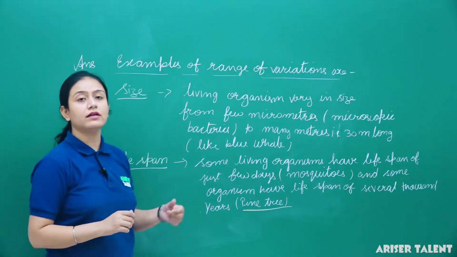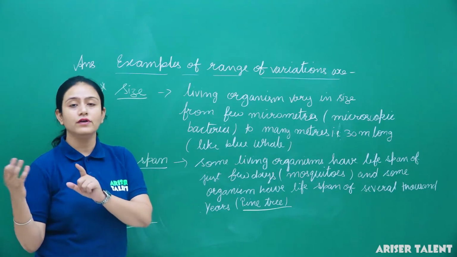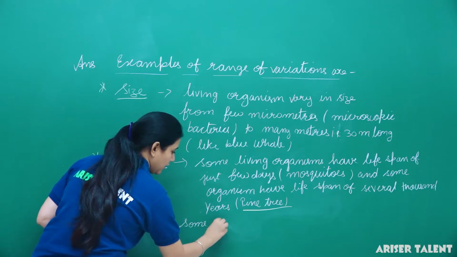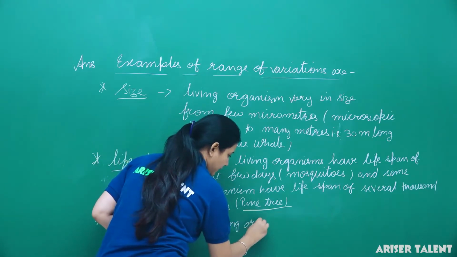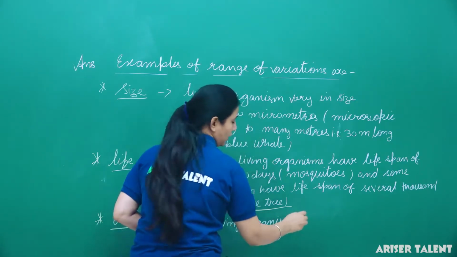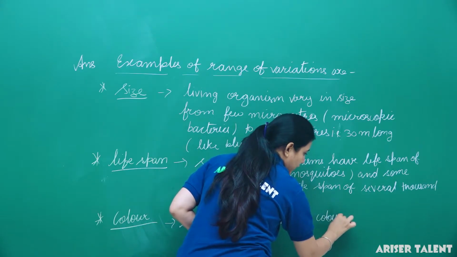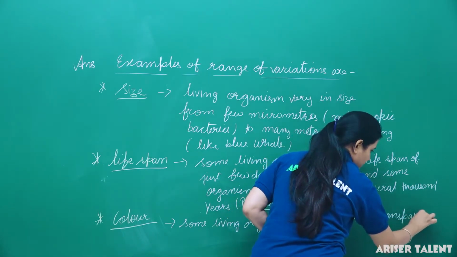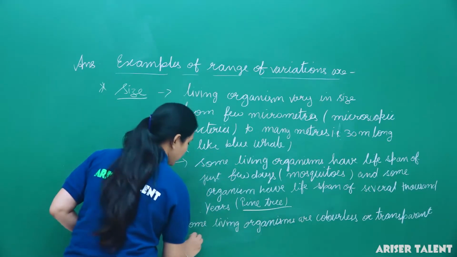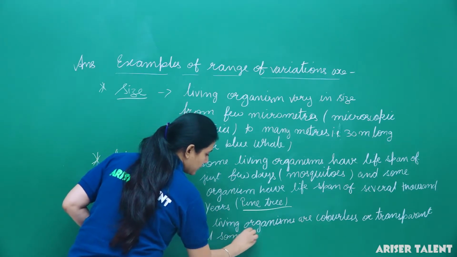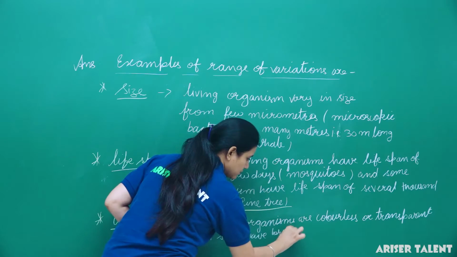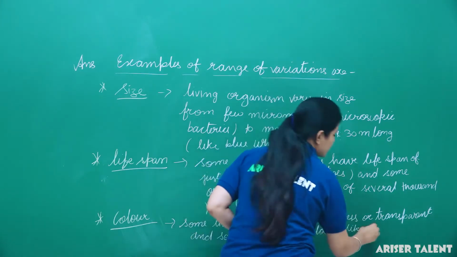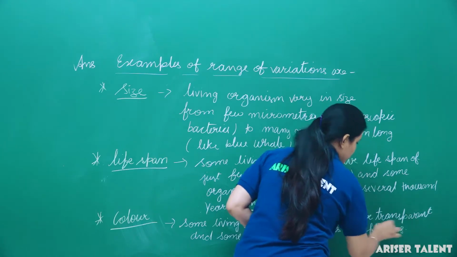Some living organisms are colorless, some are transparent, and some have bright colors, like flowers and fruits. Okay, so there is the variation.